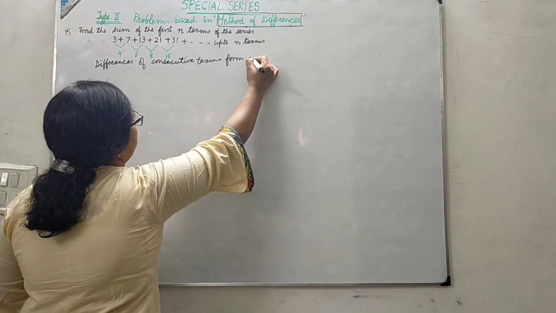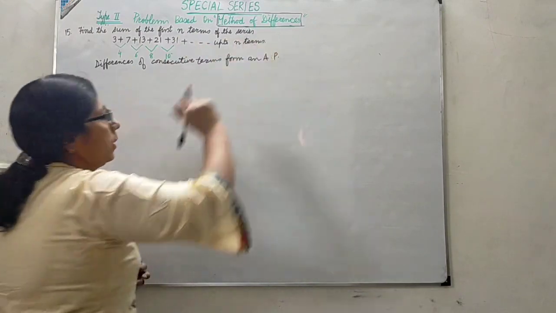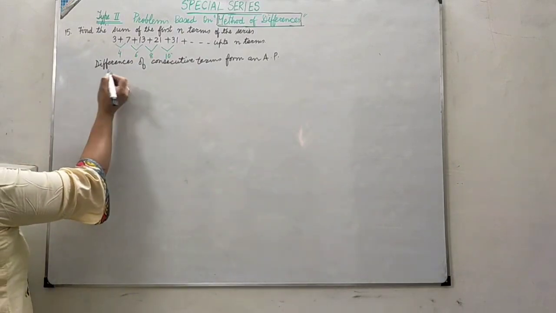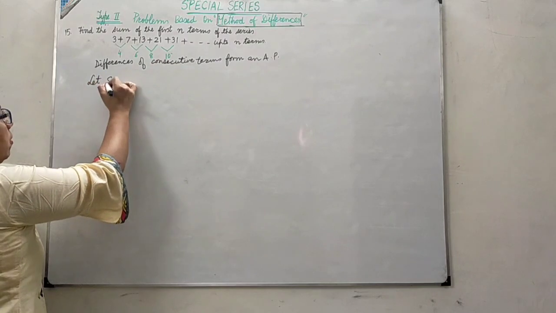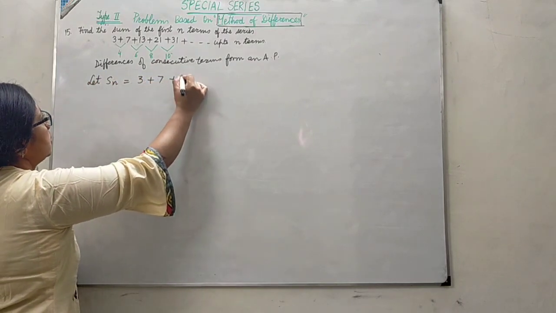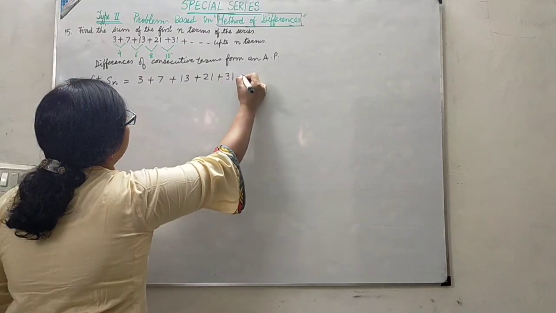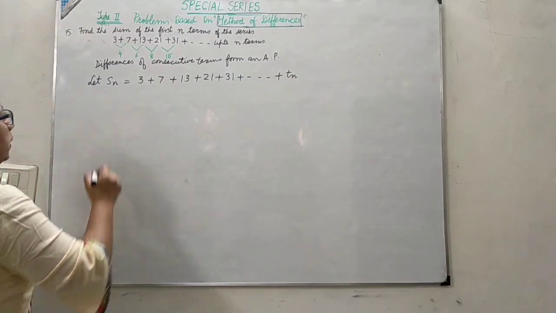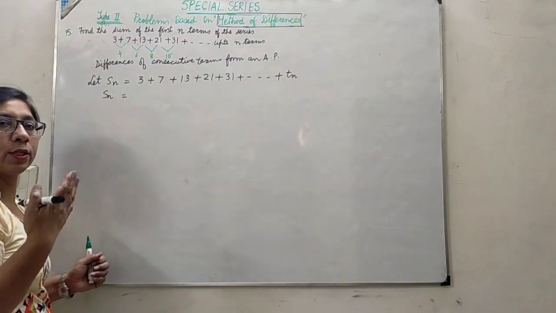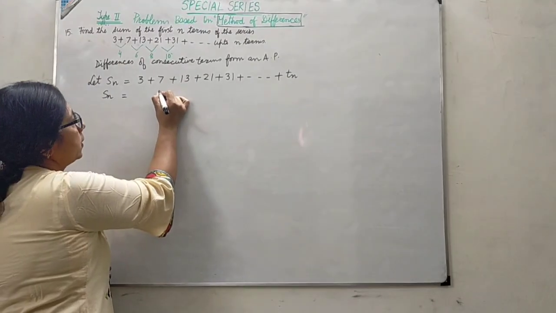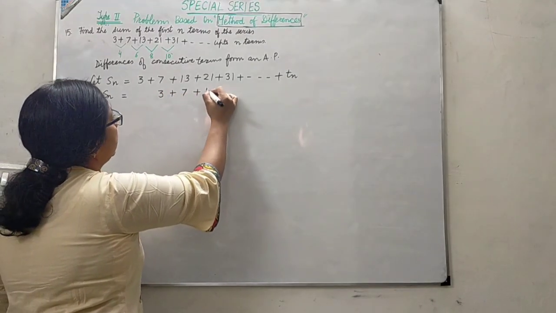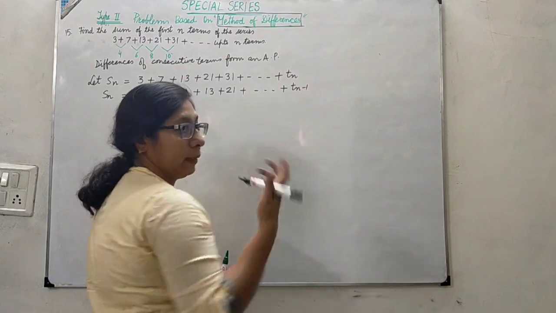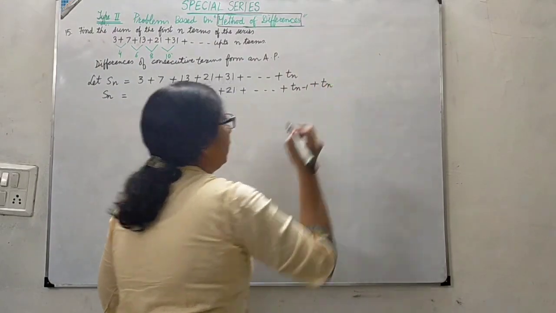form an AP. So in this way, in this type of series, we always use the method of differences. Let me take the solution like this. Let Sn be 3 plus 7 plus 13 plus 21 plus 31 and last term I may name it as Tn. After that, if I write Sn again, by shifting one term to right side, I will write 3 over here, then 7, then 13, then 21 and so on. This term will be here n minus 1th term and here the last term will be Tn.